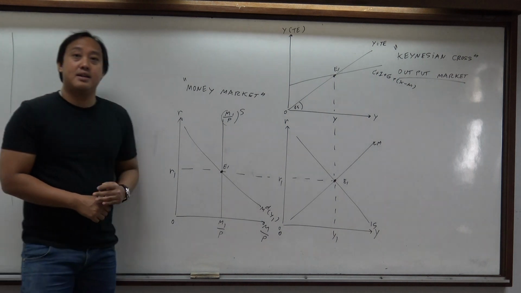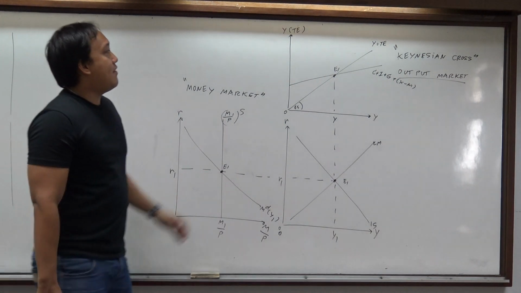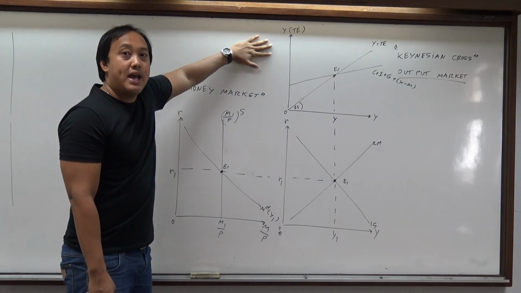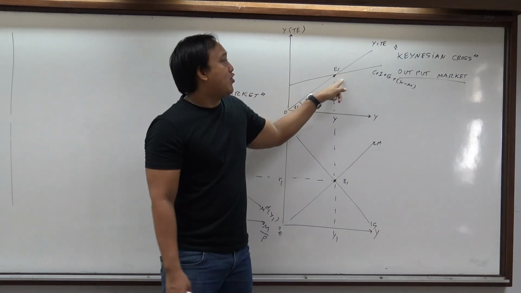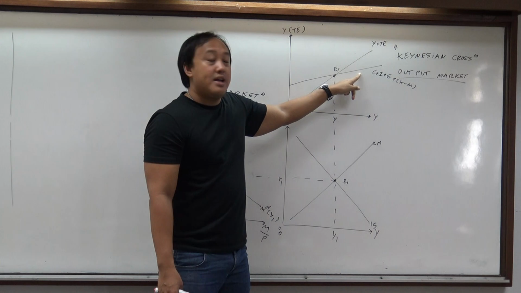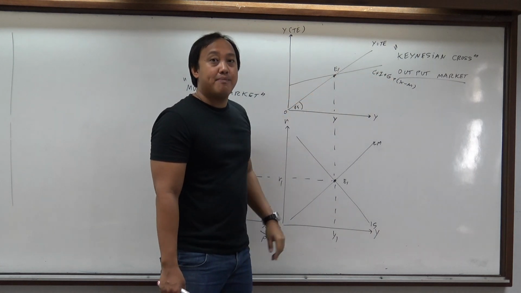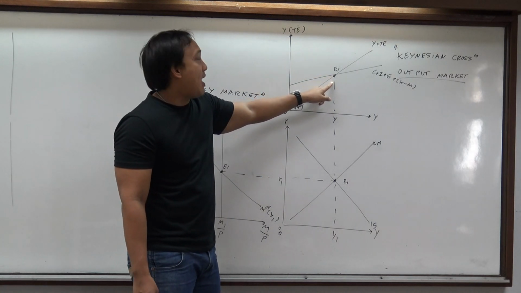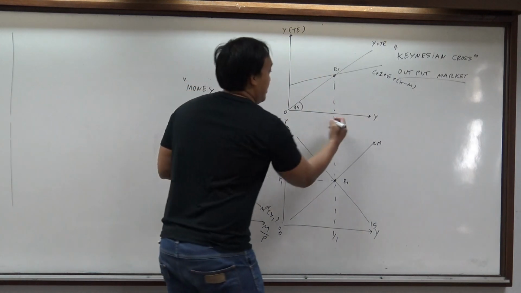And this is what we have. This is the Keynesian cross model, representing the output market. Even in the output market, you have the total expenditure curve that comes from C plus I plus G plus X minus M. You have the equilibrium point in the output market, demand equal to supply, E1, and this is the GDP, Y1.